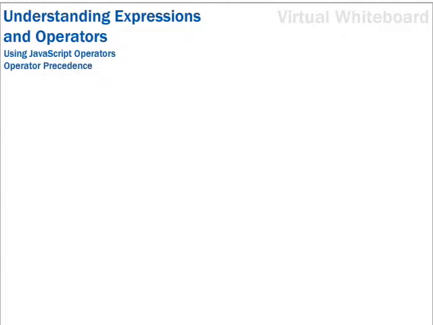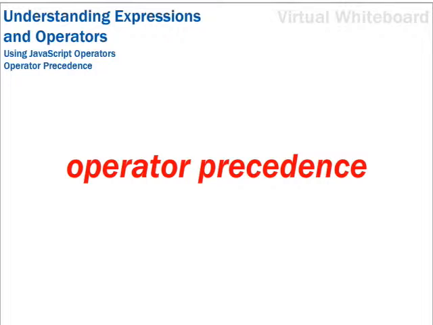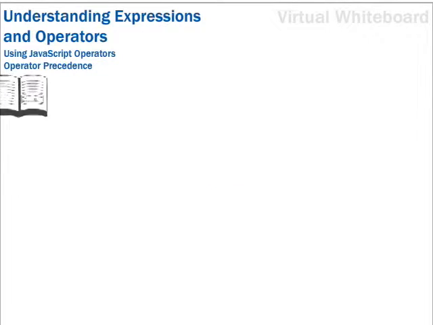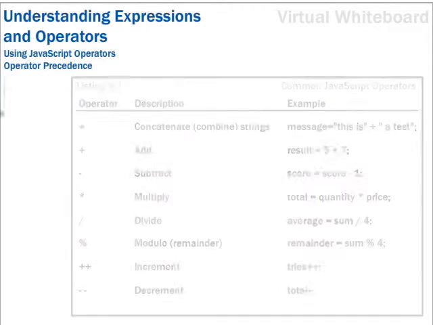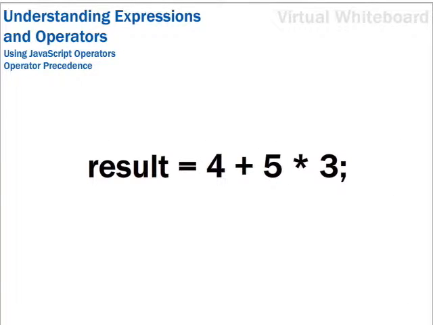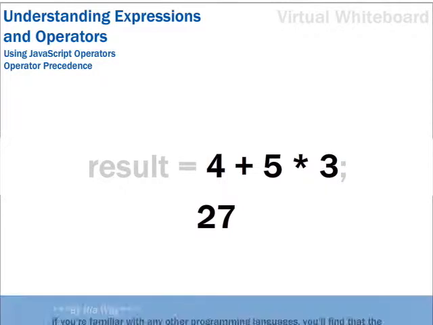When you use more than one operator in an expression, JavaScript uses rules of operator precedence to decide how to calculate the value. This table lists the operators from lowest to highest precedence, and operators with highest precedence are evaluated first. For example, consider this statement. If you try to calculate this result, there are two ways to do it. You could multiply 5 times 3 first and then add 4 with a result of 19, or add 4 plus 5 first and then multiply by 3 with a result of 27.